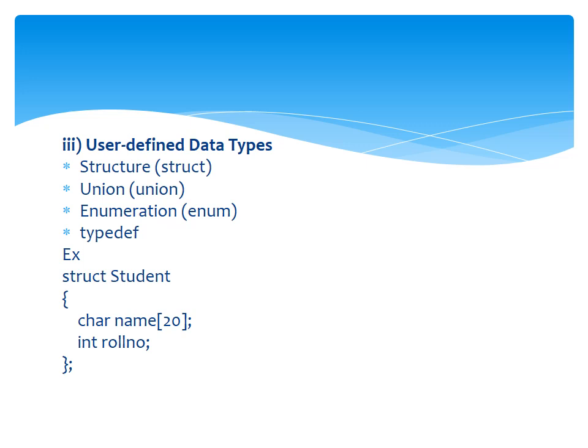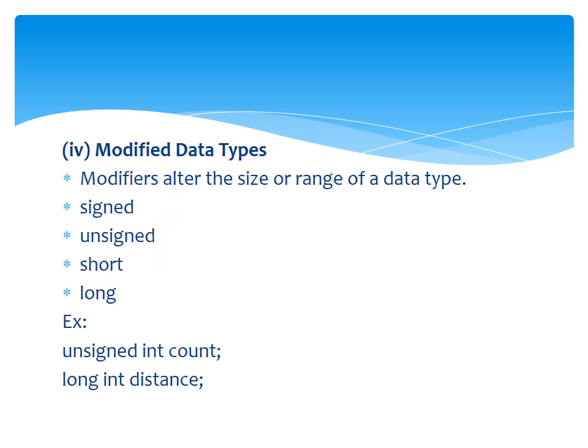The next one is user defined data types. As we saw in the last class, you have structure, union, enumeration and typedef, and you can see a small example that is given. A structure is given and it's named student, and what is the name, how many locations have to be given, and roll number, everything is mentioned.